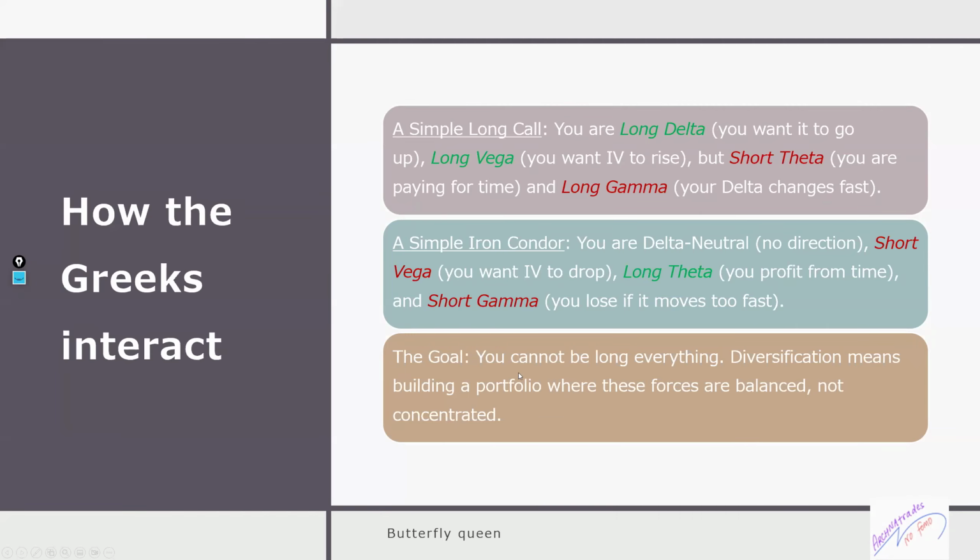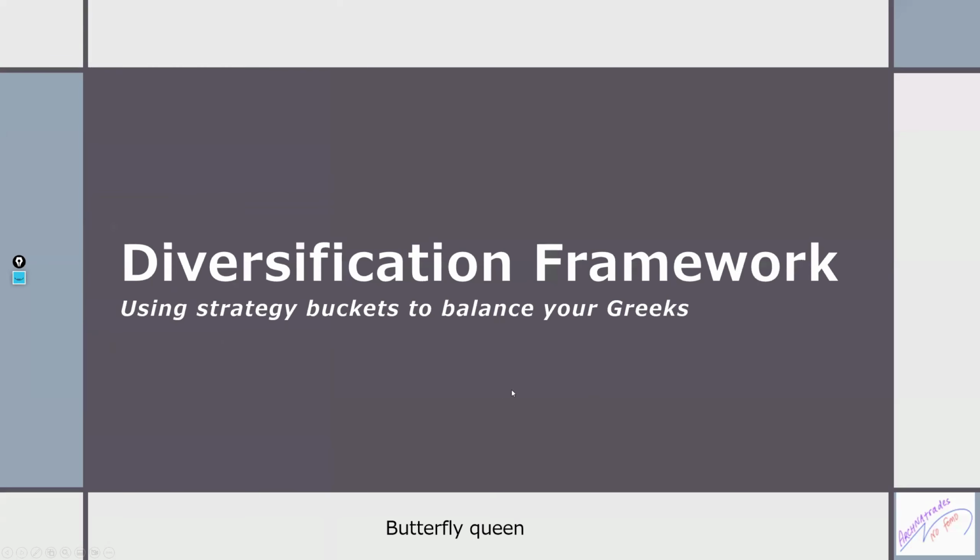The goal is that you cannot be long everything. Diversification means building a portfolio where these forces are balanced and not concentrated. Okay. So, how do I think about this diversification and what is my framework? I use strategy buckets to balance my Greeks.